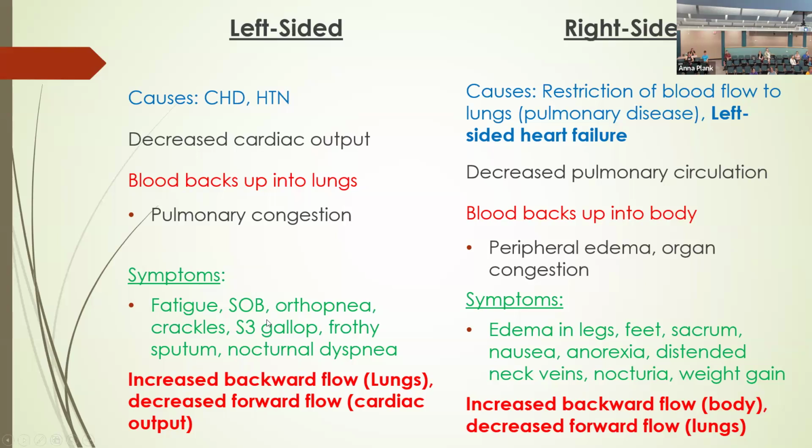Okay, so if you had a test question and it said, you have a person who is presenting with scrotal edema and pedal edema and anorexia and ascites in the abdomen, which side would that be? Right. Okay, and conversely, if you have somebody who's got a ventricular gallop, they have orthopnea, they can't tolerate laying flat at all, and they have this frothy cough, left side. Make sense? Okay.